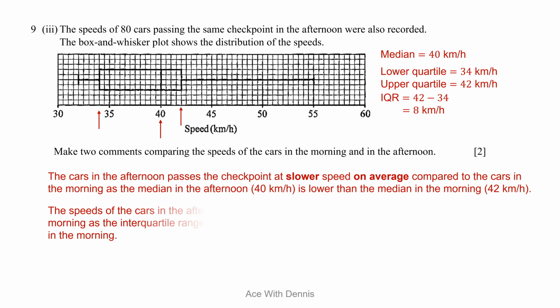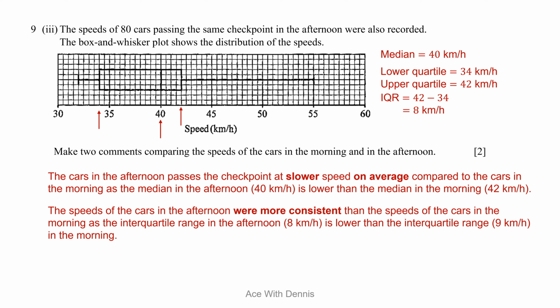And the second comment that we can make is the speeds of the cars in the afternoon were more consistent than the speeds of the cars in the morning, as the interquartile range in the afternoon, which is 8 kilometers per hour, is lower than the interquartile range in the morning, which is 9 kilometers per hour.